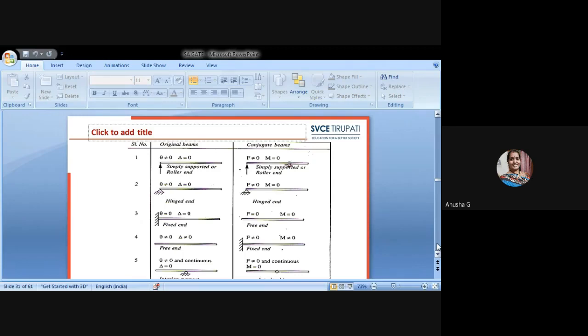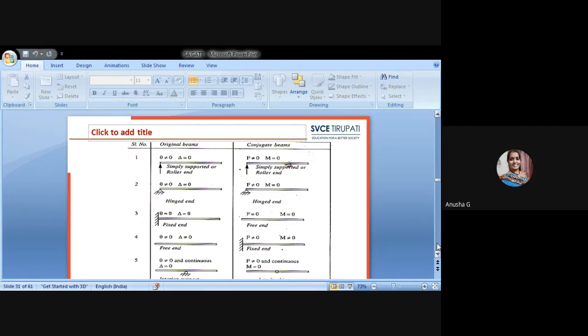Suppose you take the second condition, the hinged end; the first one was the roller end. For this hinged end also it is the same: slope is not equal to 0, deflection will be equal to 0, and force is not equal to 0, moment is equal to 0. That is the second condition. And the third one is the fixed end. Here both are 0: slope is 0 and simultaneously deflection is also 0.